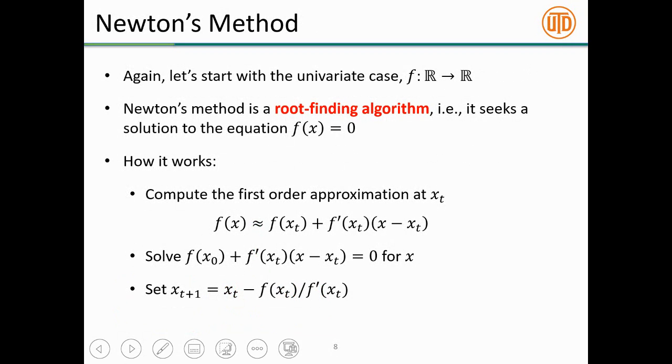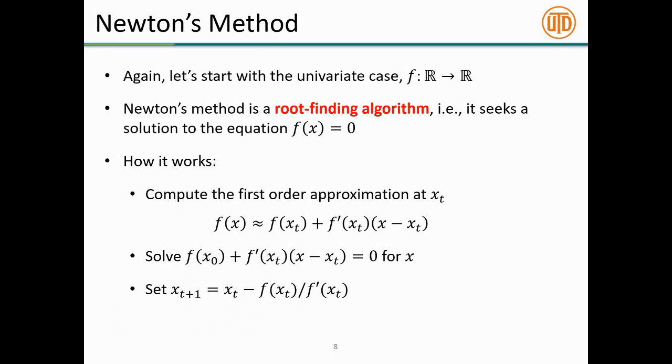Okay. So like I said, we're going to start with a univariate case, so let's just assume someone gives us a function of one real variable with one real output. So Newton's method, you may have seen it sometimes in a calculus class, maybe either in high school or at the college level. Typically you see it as a root finding algorithm. Newton's method was originally designed essentially to solve equations of the form f of x equals 0 for x.